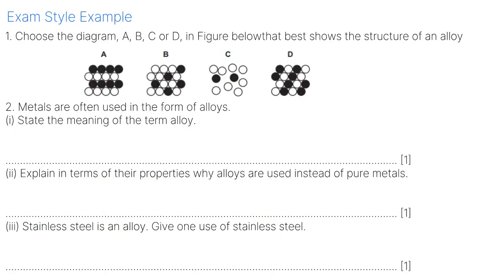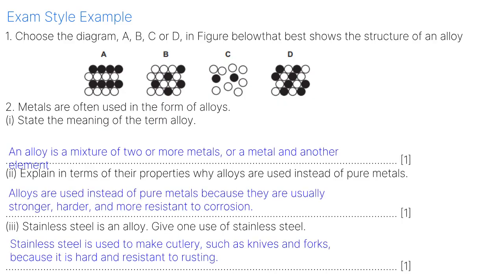Let us solve some exam past questions. Question 1. Choose the diagram A, B, C or D in the figure below that best shows the structure of an alloy. Question 2. You are asked to state the meaning of the term alloy, explain in terms of their properties why alloys are used instead of pure metals, and give one use of stainless steel. Here are the answers to the questions.